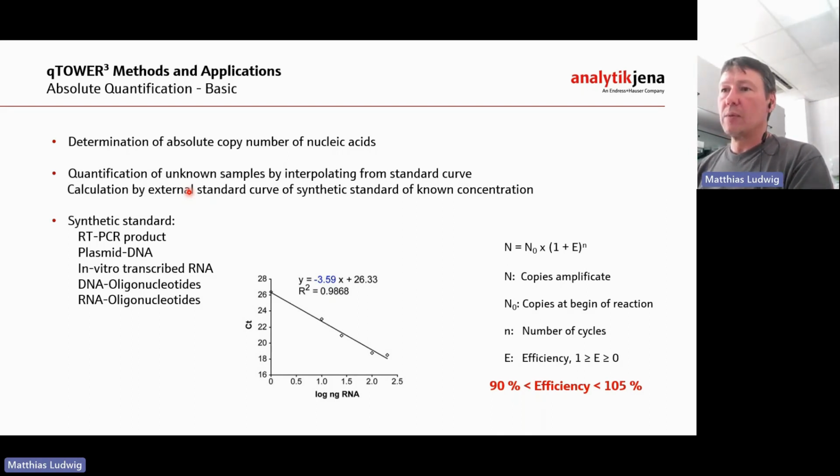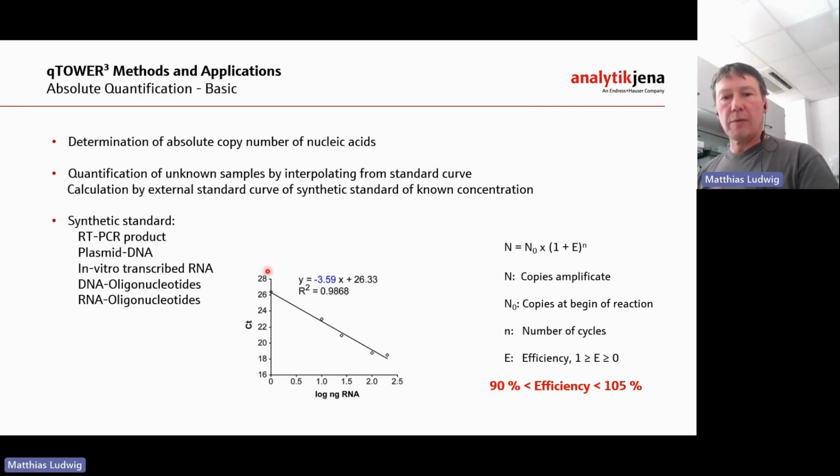So, in principle, synthetic standards could be RT-PCR products, that means reverse transcription products, plasmid DNA, in vitro transcribed RNA, DNA oligonucleotides, or RNA oligonucleotides. These are possible for synthetic standards, but you can also use your in-house or your own standard. That means you extracted it and you have it in stock, or your own culture. Important is that you have information about the stock concentration.